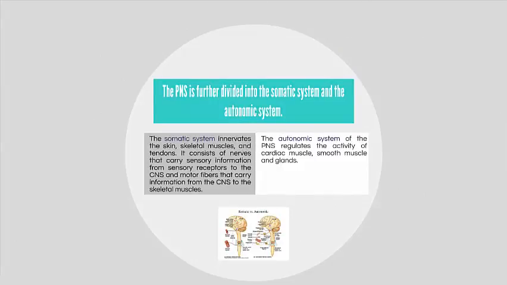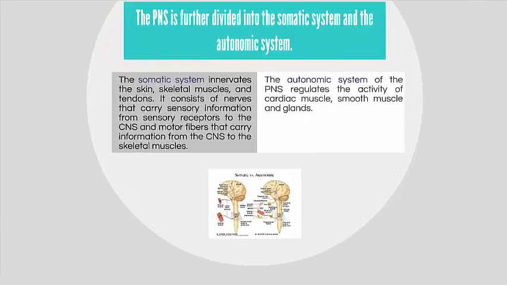The PNS is further divided into the somatic system and the autonomic system. The somatic system innervates the skin, skeletal muscles, and tendons. It consists of nerves that carry sensory information from the sensory receptors to the CNS and motor fibers that carry information from the CNS to the skeletal muscles. The autonomic system of the PNS regulates the activity of cardiac muscle, smooth muscle, and glands.